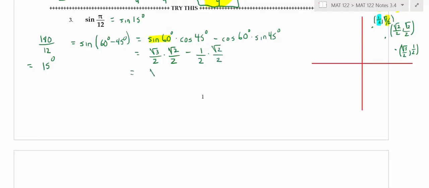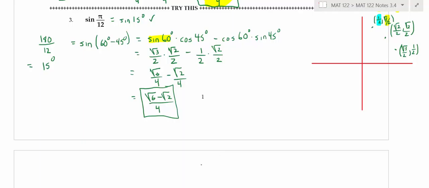Multiply together, you're going to get square root of 6 over 4 minus square root of 2 over 4. So we write the final answer as square root of 6 minus square root of 2, over 4, as the answer of the problem. And that's a positive answer. Again, you could check that pretty easily on a graphing calculator.